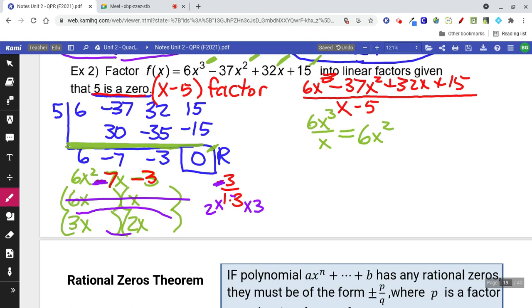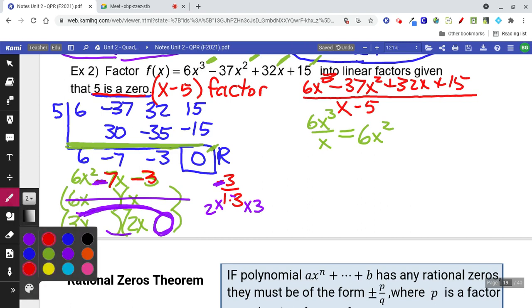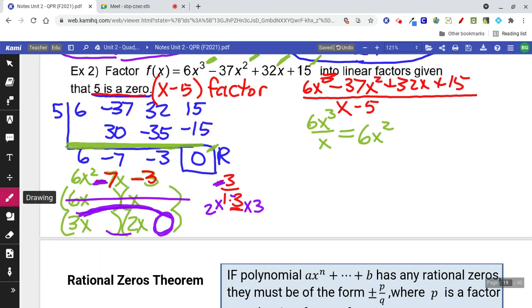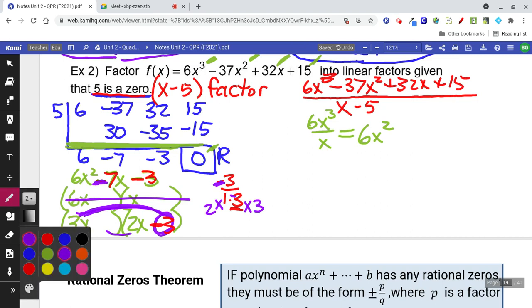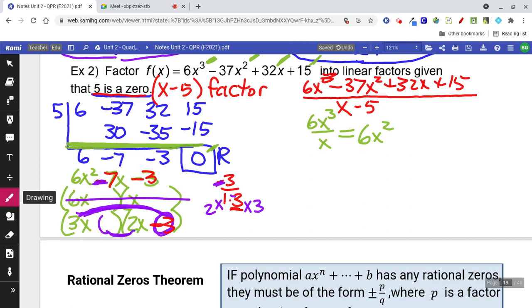Okay? So what I have to think about is this number over here is getting multiplied by this 3. So that means, since this number is getting multiplied by 3, I put a minus 3 on this side. And this number right here is getting multiplied by 2. So since this number is getting multiplied by 2, I'm going to put a plus 1 right there.